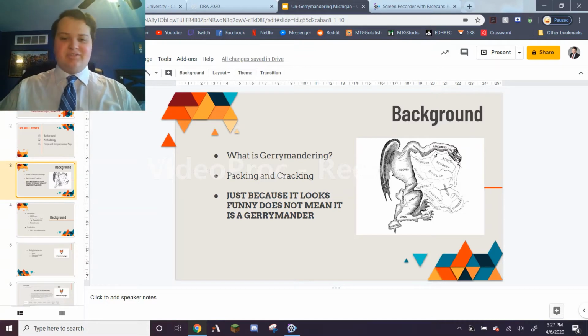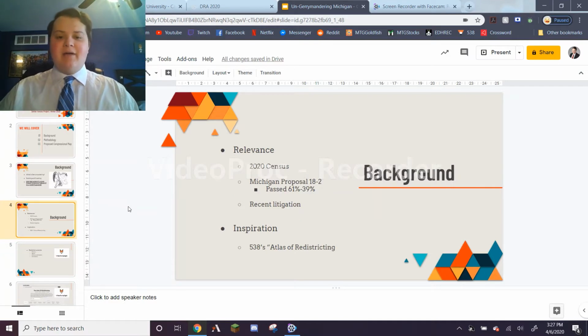Sometimes districts just look odd based on the way that people live within that area, because of population distribution, because of preserving certain communities of interest. So just because it looks funny does not mean it's a gerrymander. I'm going to come back to that multiple times throughout this, because I think that's something really important to keep in mind. Other things on the background, this is a very relevant project right now.